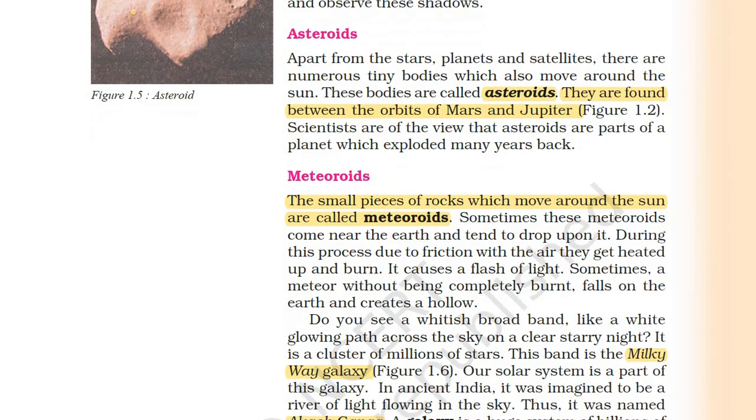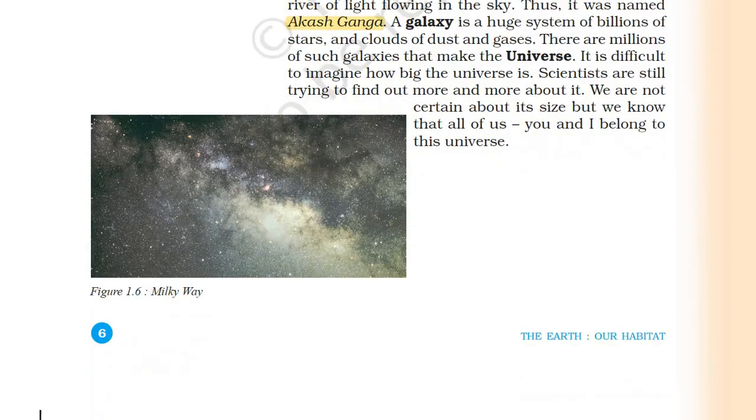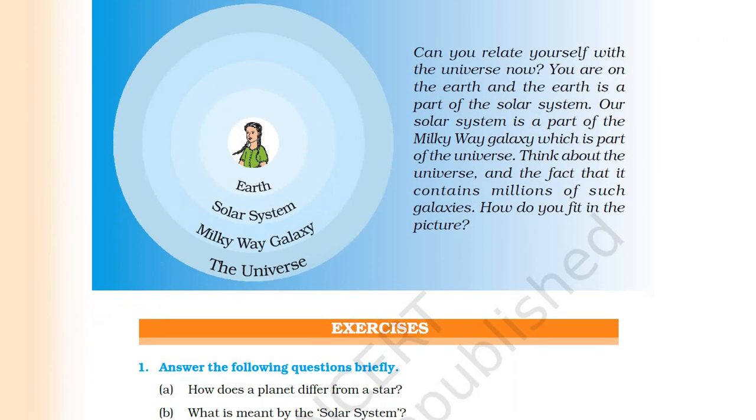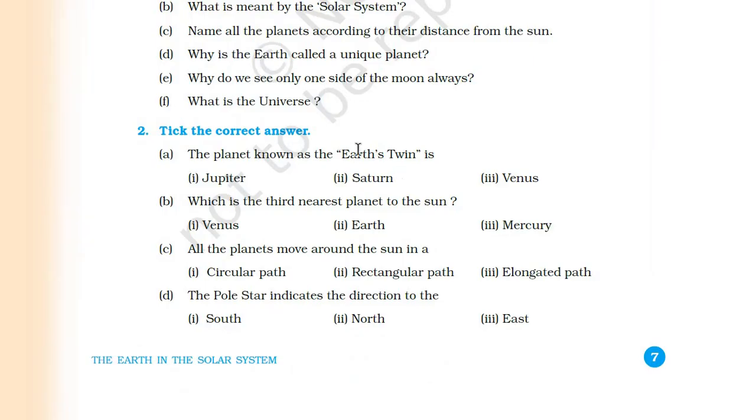Then we have some information about our galaxy, that is the Milky Way galaxy or Akash Ganga. And here is the end of the chapter. I have tried to make a very short, crisp video. I have discussed in my video the Earth's twin, the elongated path, the pole star. These are all the questions that I have discussed already in the video.